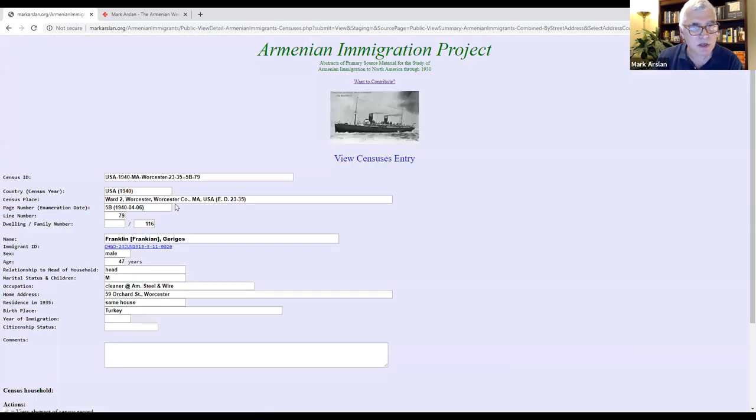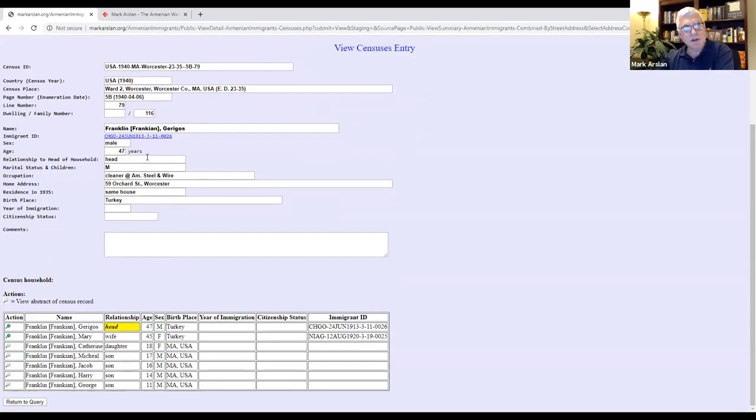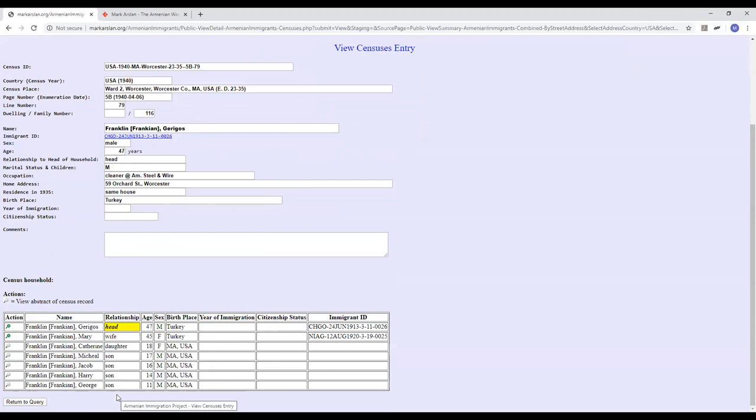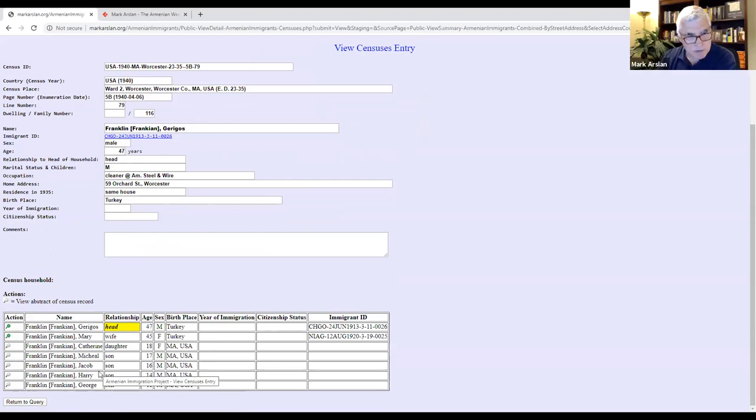In the 1940 census, he was 47 years old, head of household. He was a cleaner at the American Steel and Wire Company. And here's the household: Giragos, Mary, and then it looks like five kids, a daughter and four sons. That's correct. Is that the right family? My father is George. Your father's George. Since George was not an immigrant, I don't have a ship manifest entry for him.